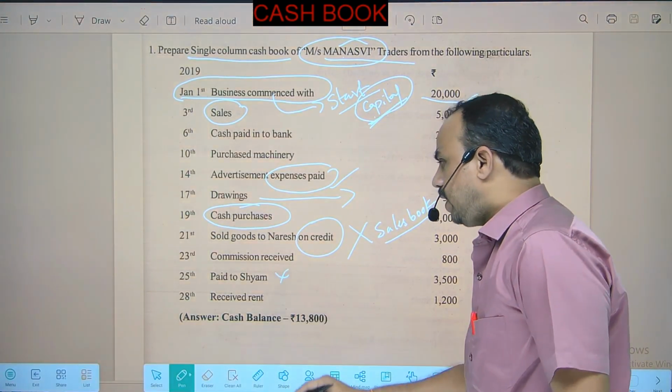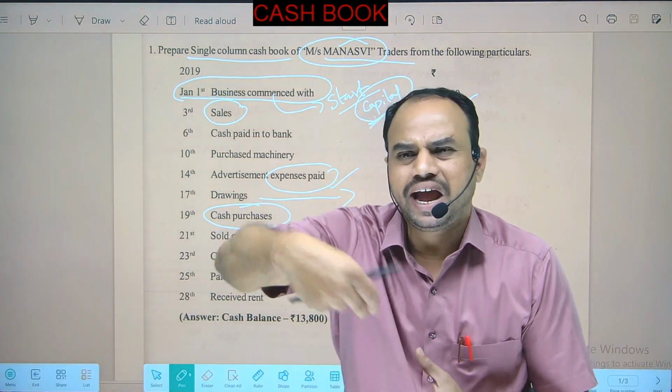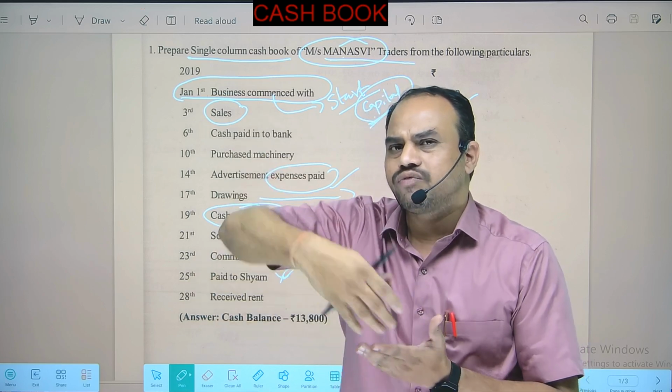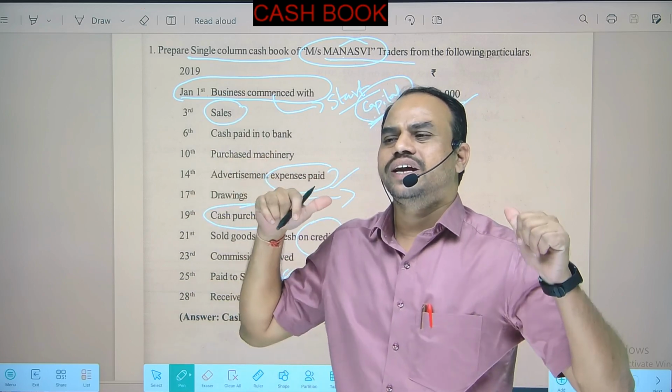Paid to Sham. What will we pay here? Paid to Sham means we will pay cash. So cash is going from the business. When cash is going from the business, which side will we write? We will write on the credit side.